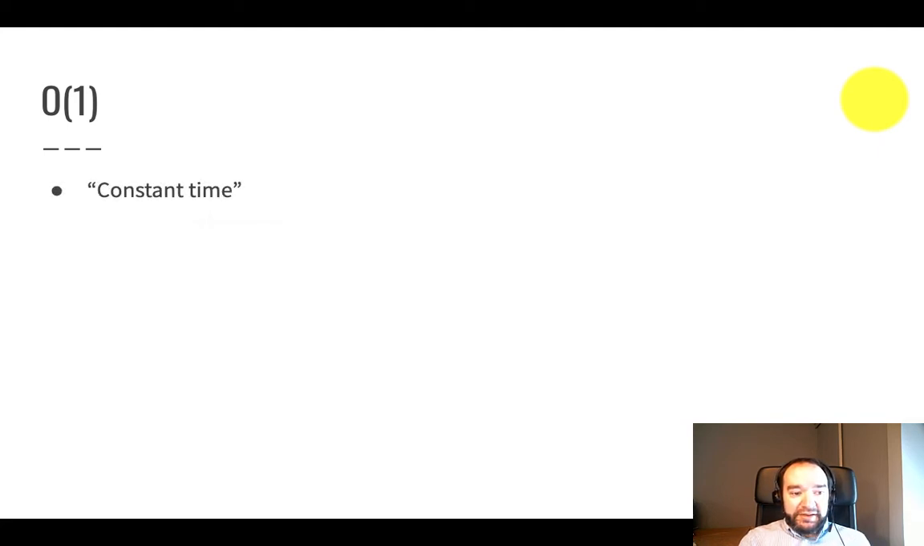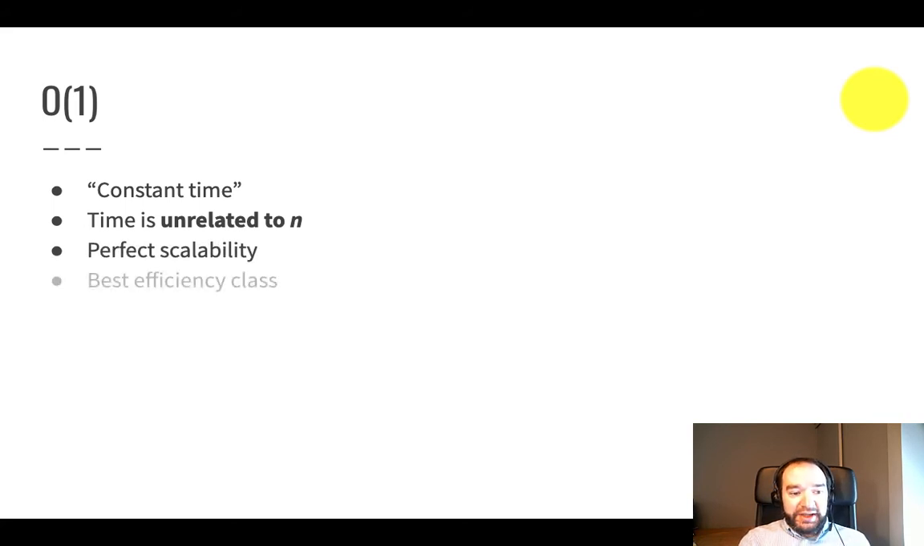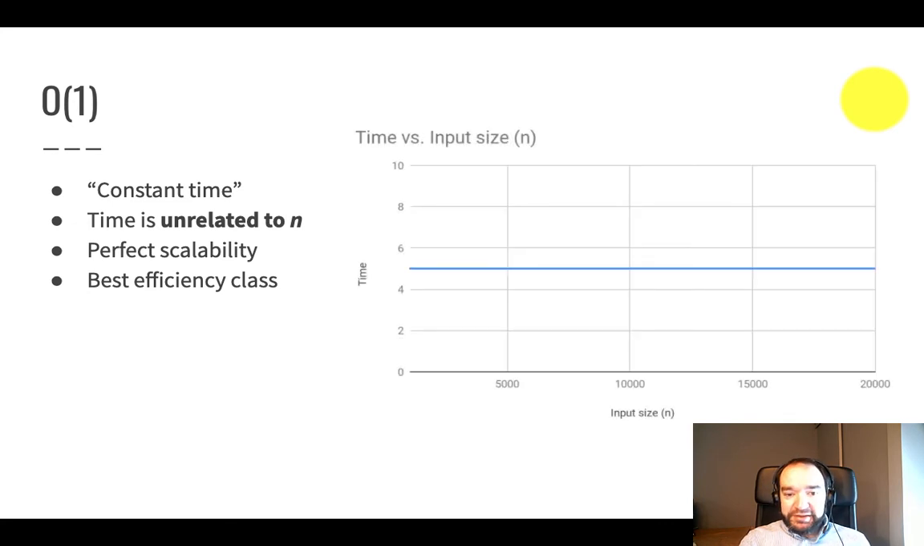This is pronounced constant time. In a big O of 1 constant time operation, the amount of time spent is unrelated to n, the input size. So that's perfect scalability. No matter how big the input is, the operation takes about the same amount of time. This is the best efficiency class, and if we had our choice, every data structure operation would be big O of 1. That's not actually possible for some technical reasons that we will explore.